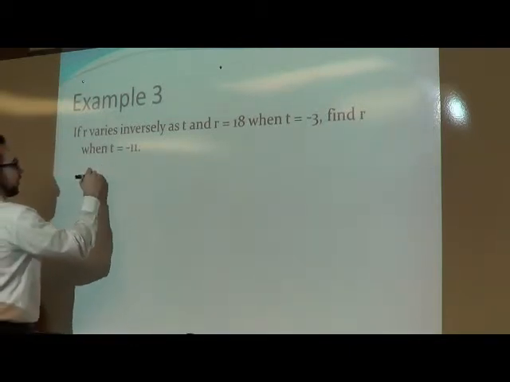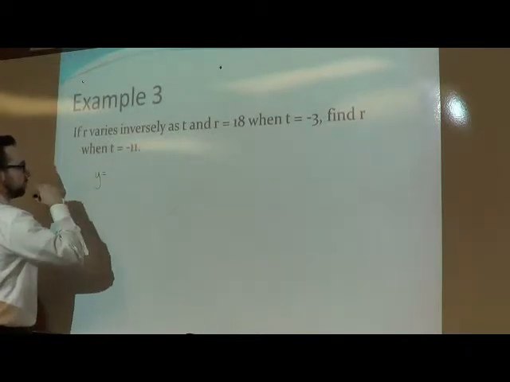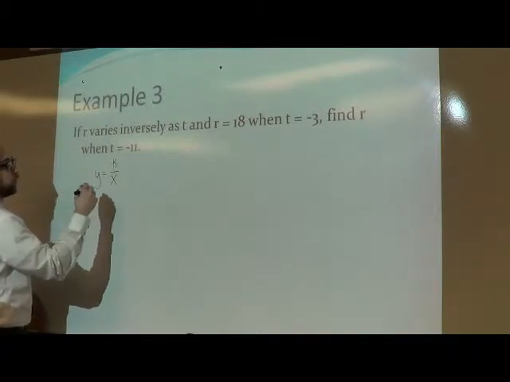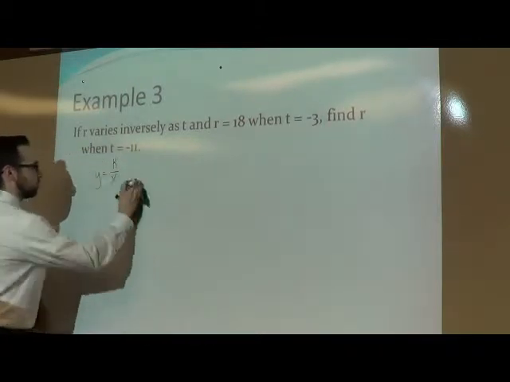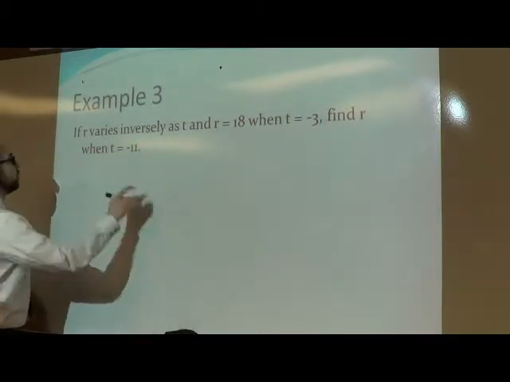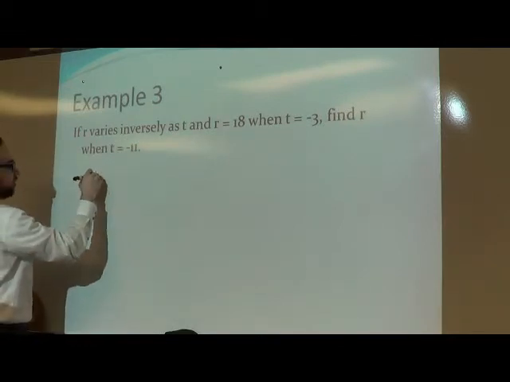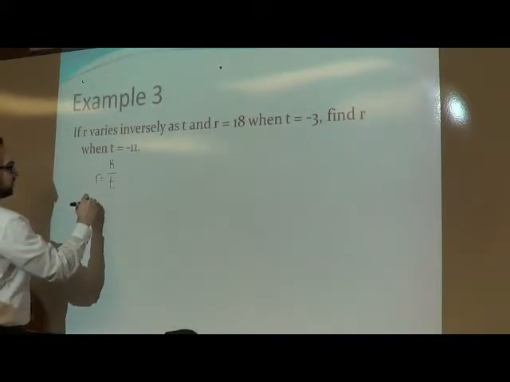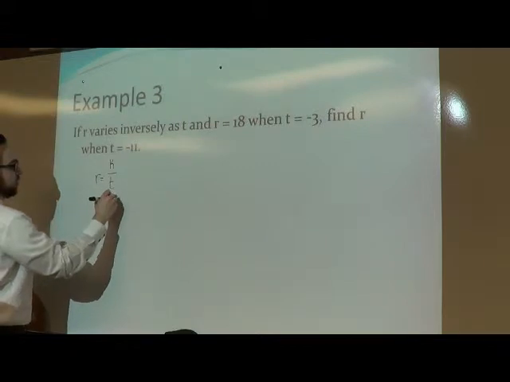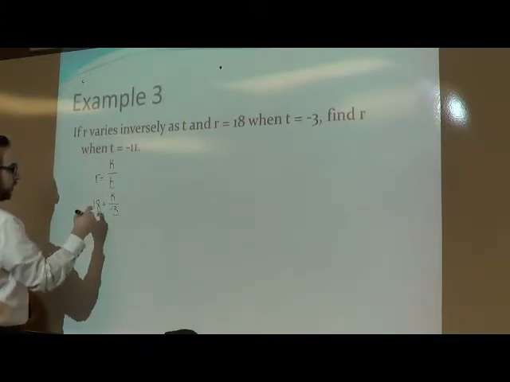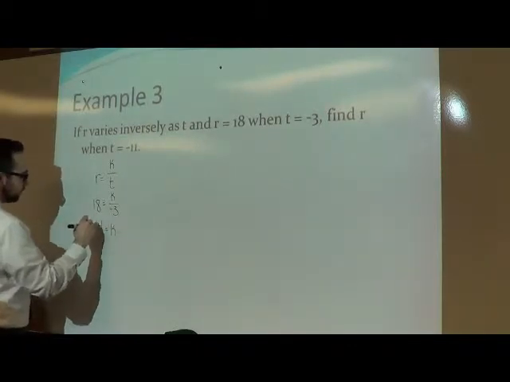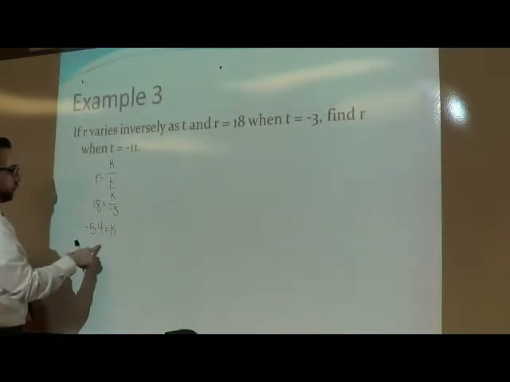So remember, we start with y equals k divided by x. So for the first one, I guess I should use the proper variables. r comes first, so r is going to be equal to k over t. t is going to be our x value. So we have 18 is equal to k over negative 3. Multiplied by negative 3, we end up with a negative 54 for k.